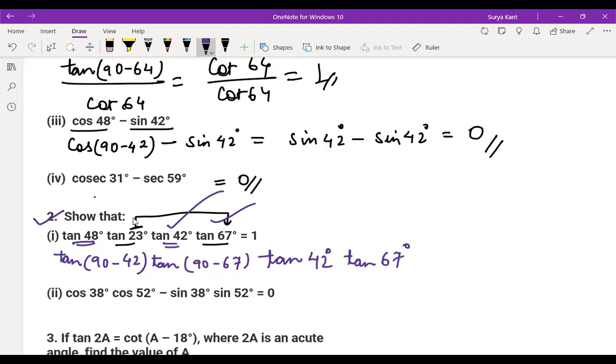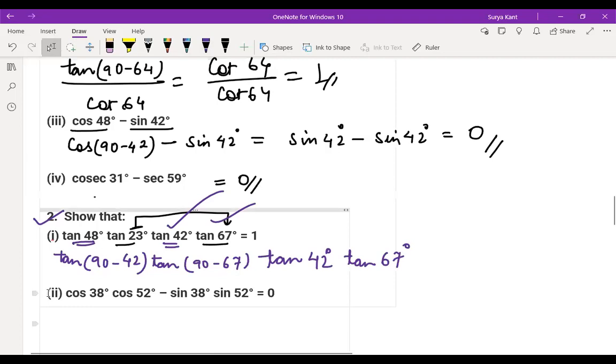Children, anyone having doubt till here? No one is having doubt, I think. This is clear to everyone, right? Okay. Okay, fine.